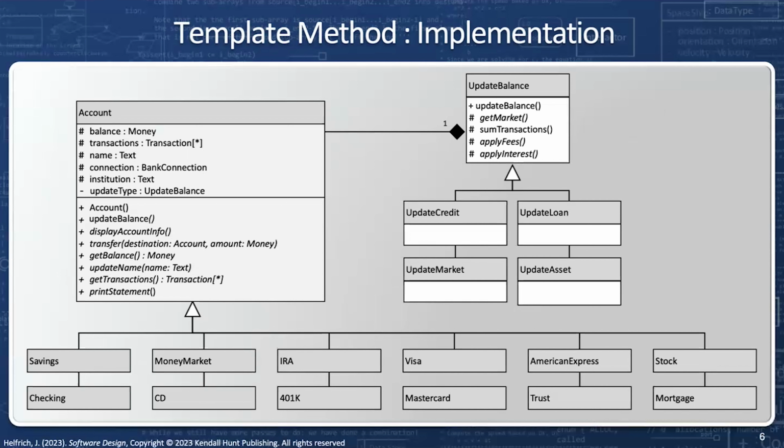Now notice the update balance method is not virtual anymore, it's just a public method. But the get market, the sum transactions, apply fees, and apply interest are protected, which means the client account does not have access to it. The sum transactions is not virtual, which means we're going to use that same version in all the derived classes, but get market, apply fees, and apply interest may. Now, right now, each of these virtual functions does nothing. They're empty. It's not a pure virtual function, they just have no body.